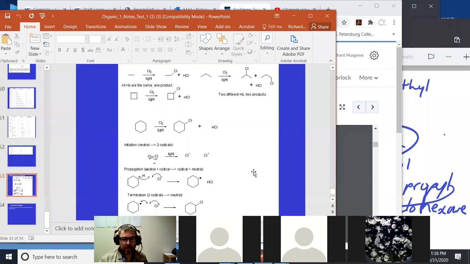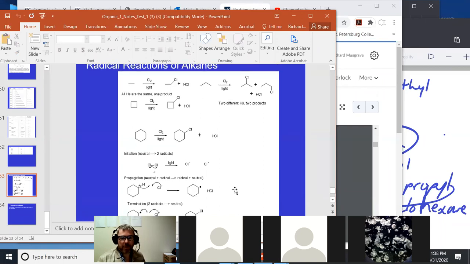So for something like this, the Cl2 would split into two things. We call that initiation. And then we've got propagation, which is kind of like a chain reaction, where a radical reacts with something that is not a radical, and that produces another radical. That's how one chlorofluorocarbon molecule can destroy 100,000 ozone molecules before it gets destroyed. And the way it gets destroyed is by reacting with another radical. That's called termination, when two radicals come back together.